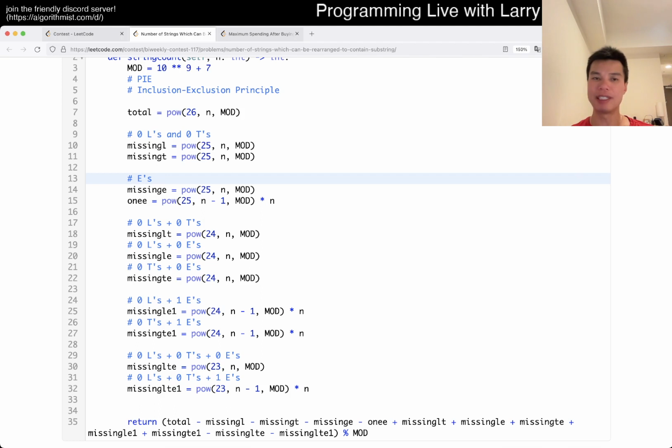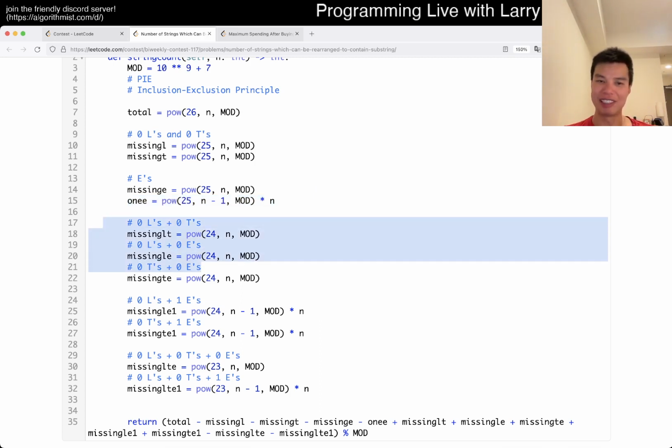The total number of all possible strings is 26 to the n. Hopefully I don't have to explain this one. And then missing zeros, or 0 L's and 0 T's, that's going to be 25 to the n, because you can use an L, you can use a T, and you can use any E's. One E is basically the same idea: you have all alphabets, 25 to the n minus 1, and then E in one of the 26 different locations, or in any spaces in between all the characters.